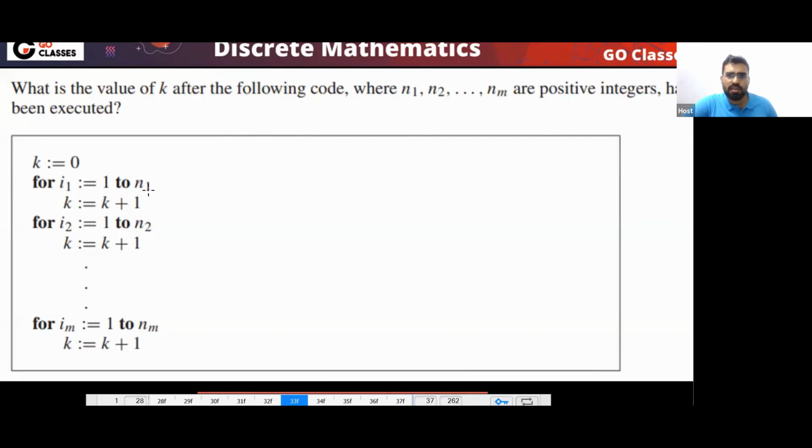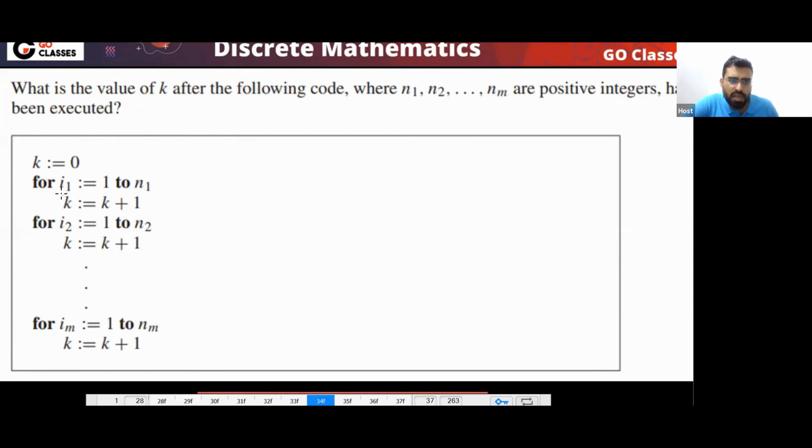Let's move on. This is another question, from your C programming. So tell me, what will be the answer here? What is the value of K after the following code, where these are positive integers, has been executed? Initially the value of K is 0.